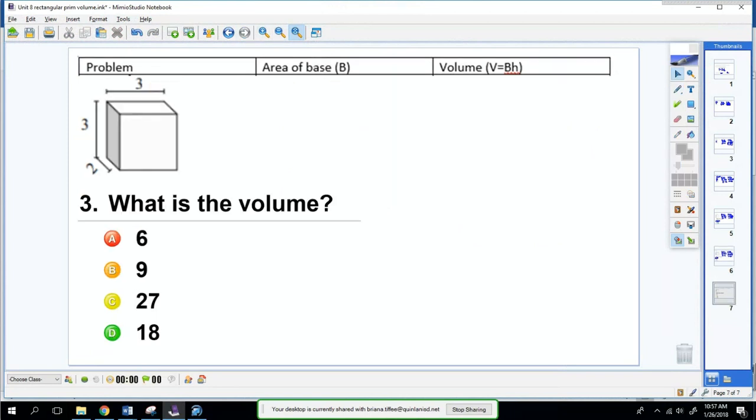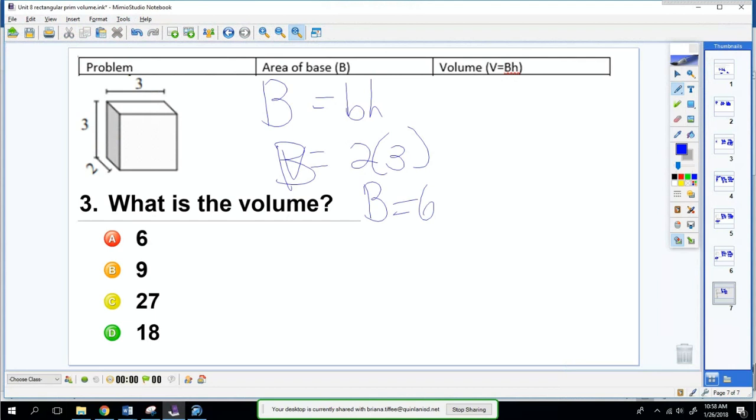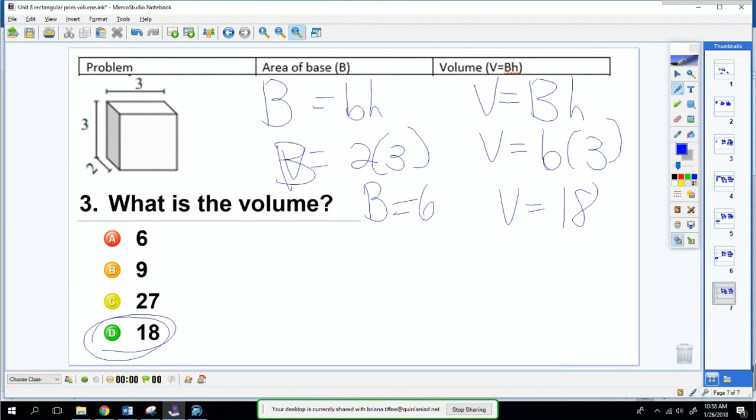All right, you do another one. So pause the video, find your answer. Okay, so, whoops. Big B is base times height. Whoops, that's a B. 2 times 3 is 6. So your volume is going to be big B times H. So your big B is 6 and your height is 3. So 6 times 3 is 18. So the answer is D.